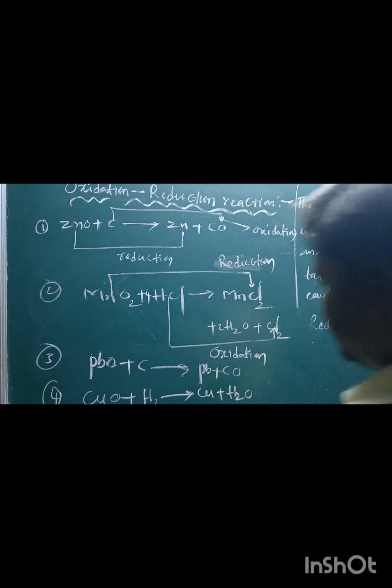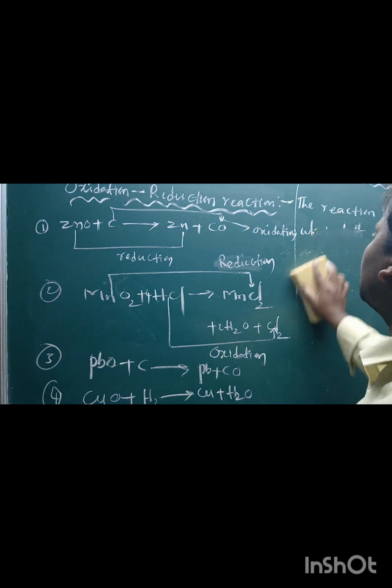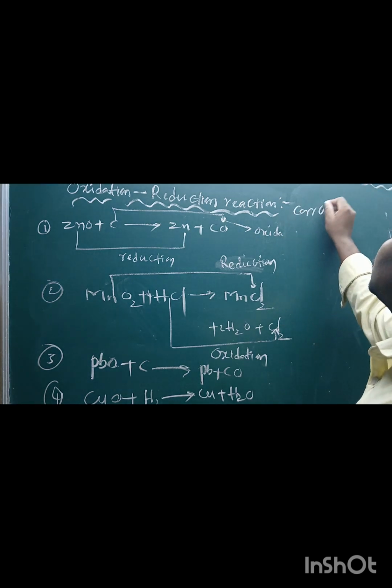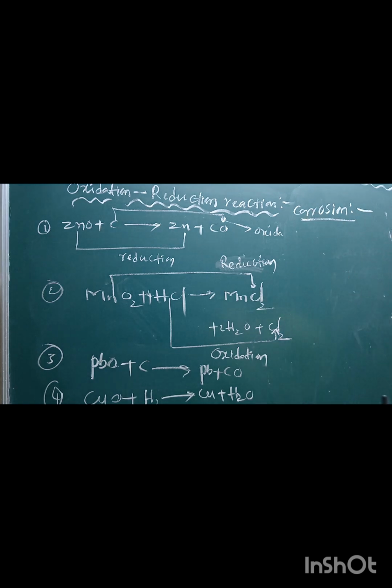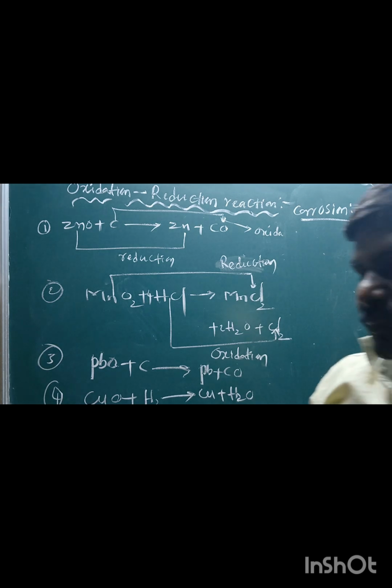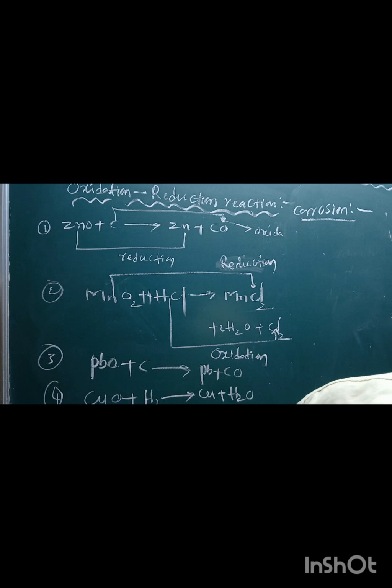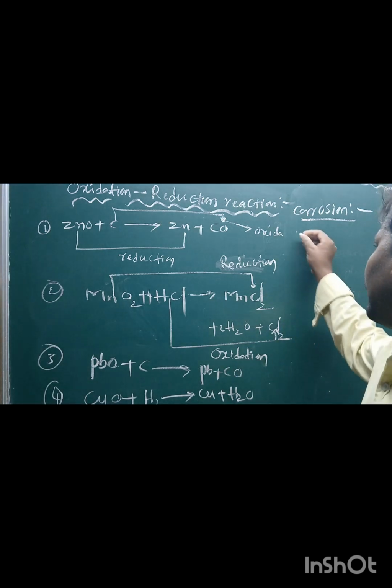Next one, the last concept here, that is corrosion. Okay, nowadays it is a very serious problem. Corrosion: when a metal is attacked by substances around it, such as moisture and acids.